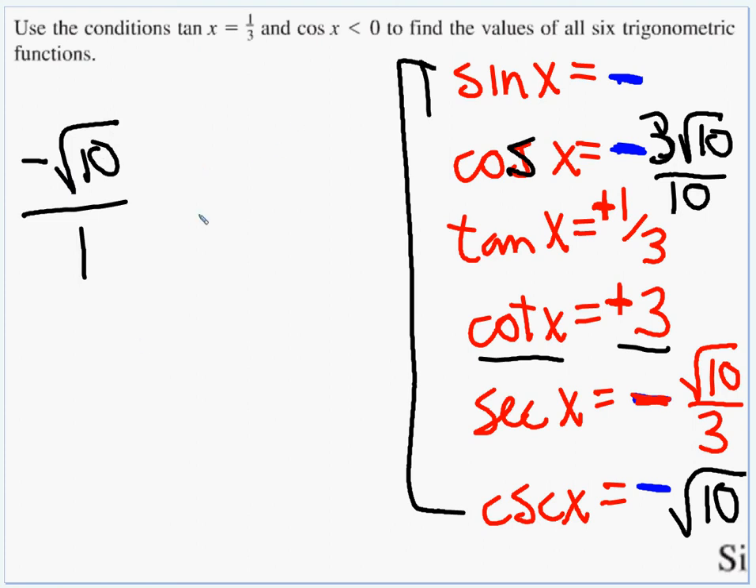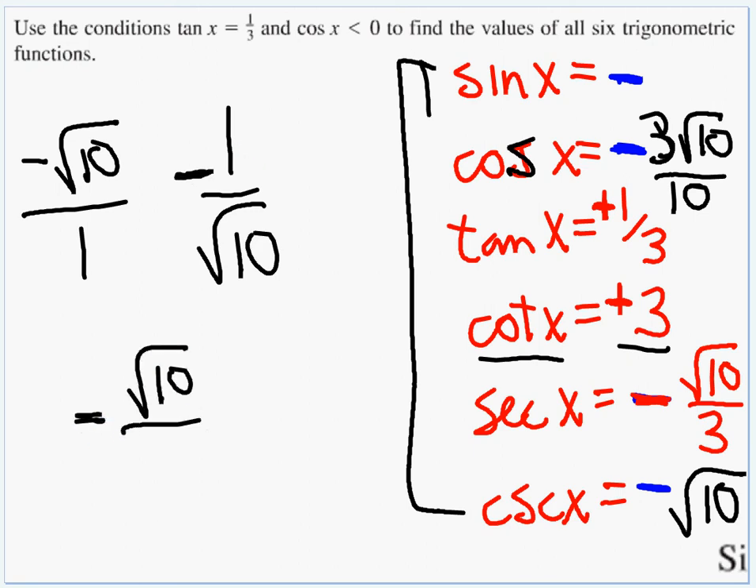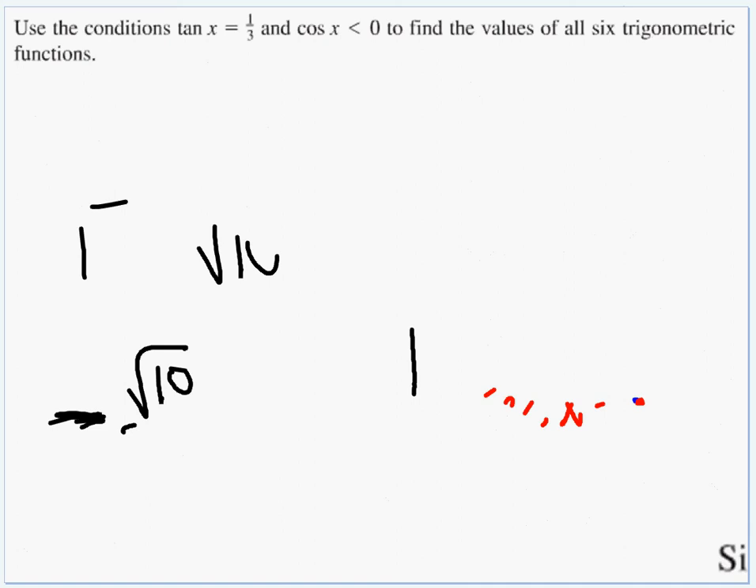When we flip it, it's going to be a 1 over root 10, which is negative. And we're going to rationalize. Multiply that numerator by a root of 10. Denominator the same, and the radical disappears. So our sine value, negative, and we already knew it was negative, root of 10 over 10. And there's all 6 trig functions. Good times.